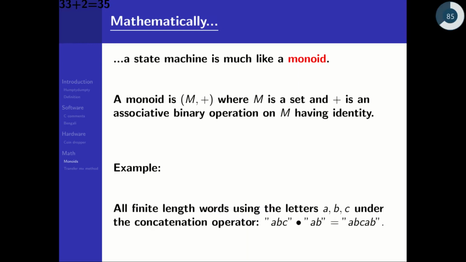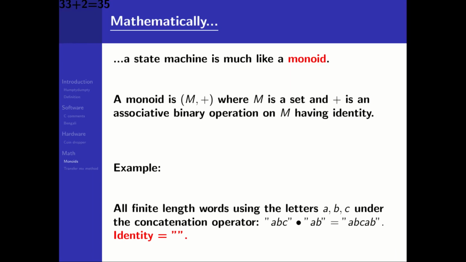Now here is another example. All finite length words using some letters, say letters A, B, C. So what's a finite length word? Something like ABC or AAA or ABCA, something like that. And the operation is concatenation. ABC followed by AB is just ABCAB. And you can easily guess that the identity here is the empty word, the word of length 0. That's also a finite length word, because if you concatenate the empty word with anything, it remains the same.